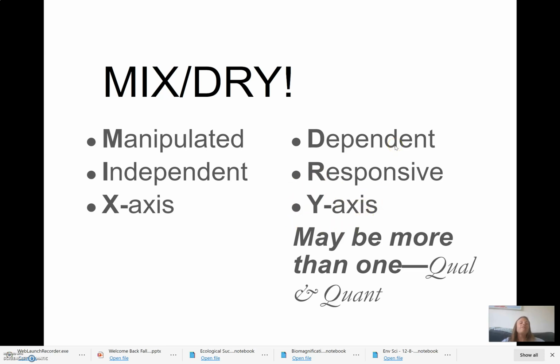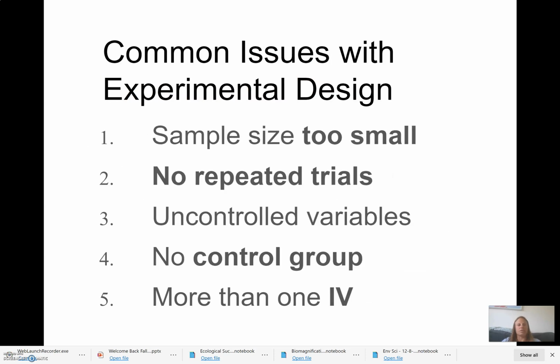Now, I might have more than one dependent variable. I will only have one independent variable. Furthermore, dependent variables might be qualitative or quantitative. Quantitative meaning they are measured in numbers, qualitative meaning it is some sort of characteristic that's observed.